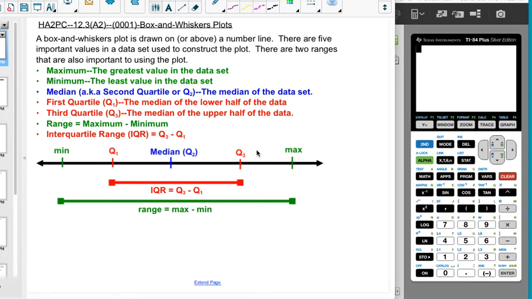All right, this is Honors Algebra 2 Pre-Calculus. We're doing 12.3 in Algebra 2, which is box and whiskers plots. A box and whiskers plot is drawn on or above a number line, and there are 5 really important values in the data set that we use to construct the plot.